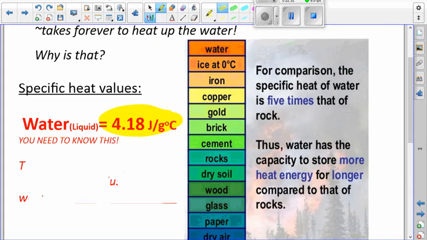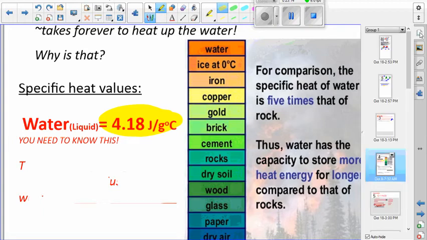Don't forget that number. It's sort of like the density of water, which is 1.00. You needed that for quizzes. You had to have that stored upstairs. 4.18 better be burned up there, okay? For the record, here are all the things that do not have a heat capacity as high as water: ice, iron, gold, brick, copper, rocks, glass. Water has a super high heat capacity. It's roughly 5 times the heat capacity of a rock. Rock's all the way down here. It's not even close. It just needs a lot of energy to heat up or cool down.